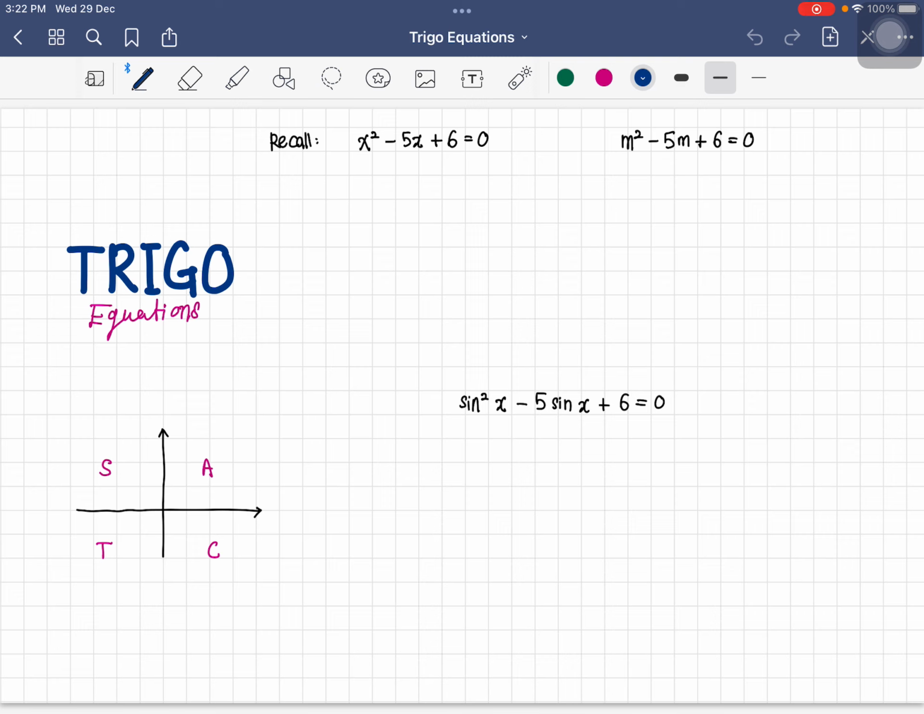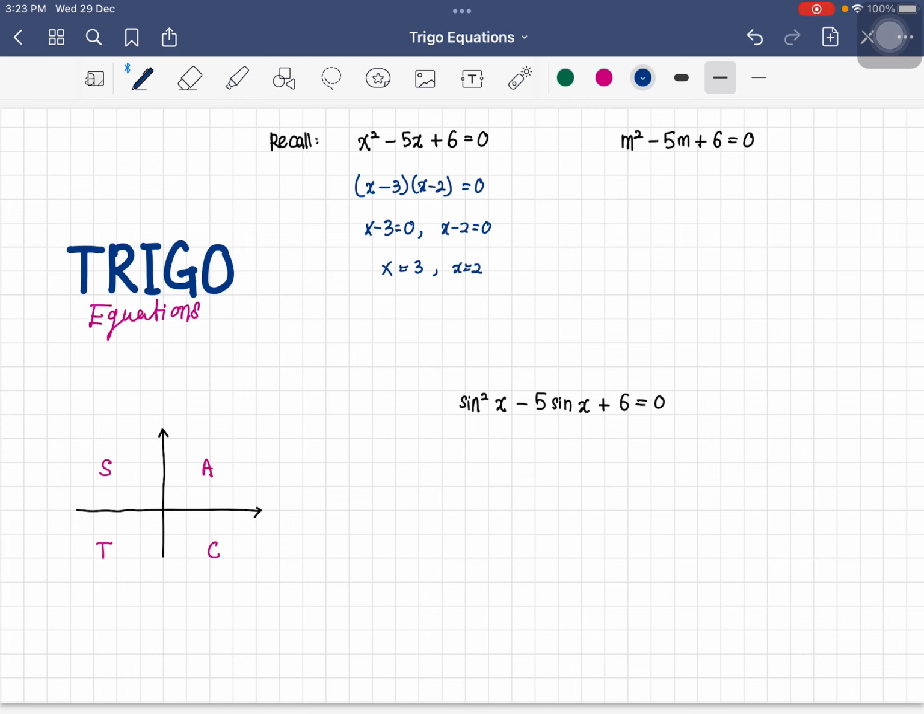Suppose we have, for example, x squared minus 5x plus 6 equal to 0. To solve this, of course we have to factorize the expression to be (x minus 3)(x minus 2) equal to 0. Then we have x minus 3 equal to 0, and x minus 2 equal to 0. So we have x equal to 3 and x equal to 2.